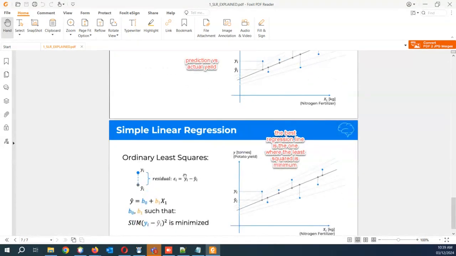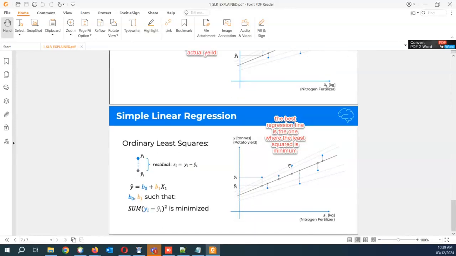And our target is that the residual is minimum. The residual between the actual minus the predicted should be minimum, and that is what we are going to call the best regression: the one where the least square is the minimum. So that is where I wanted to say that we are going to use this regression model in the machine learning algorithm, to predict how many potatoes.